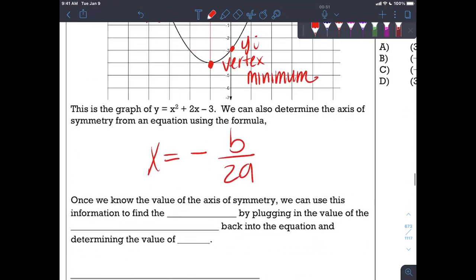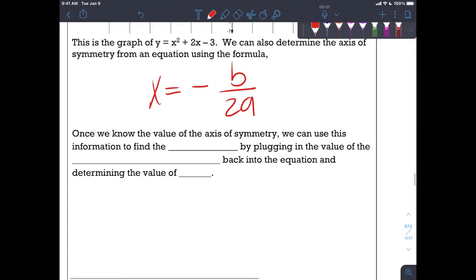Okay, so let me finish filling this in. Once we know the value of the axis of symmetry, we can use this information to find the vertex by plugging in the value of the x-coordinate back into the equation to determine the value of y. I spelled that horribly. Okay. Coordinate. There we go.